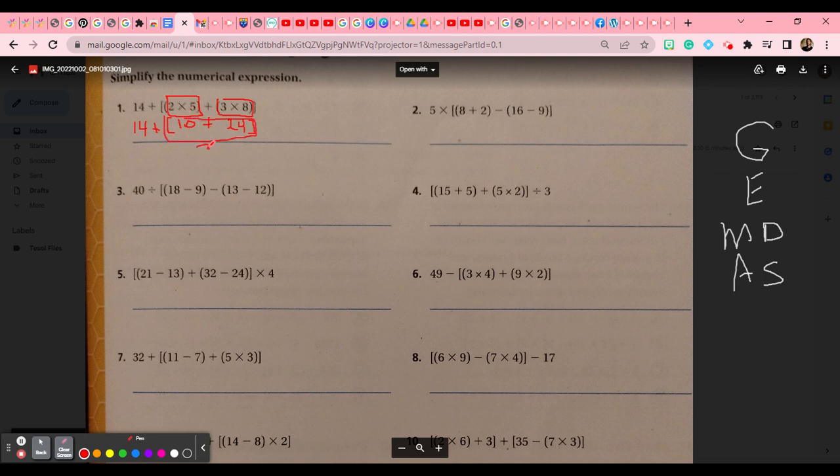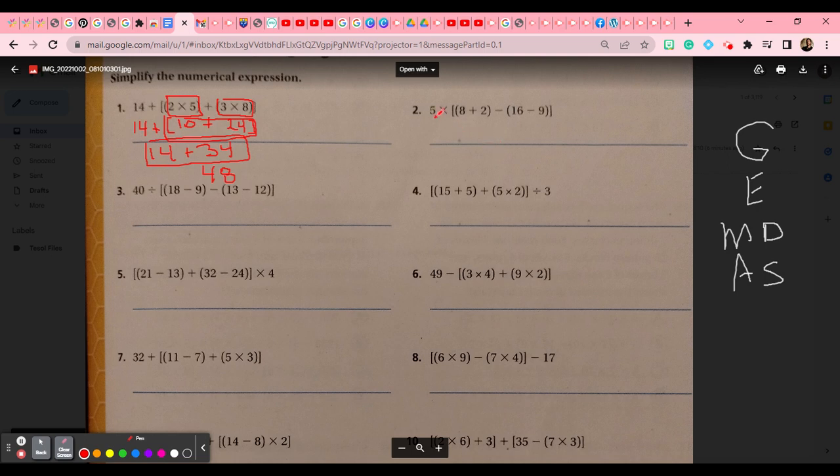Okay, put a little box around that. That's 34. And I'm going to bring my 14 plus down. I'm going to box that. 14 plus 34 would be 48. Okay. There we have it.